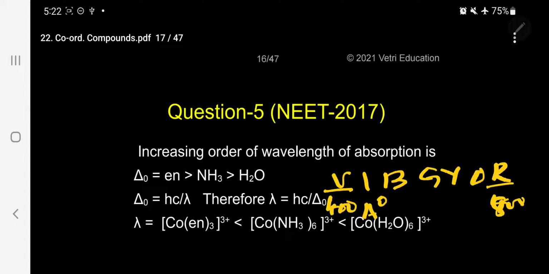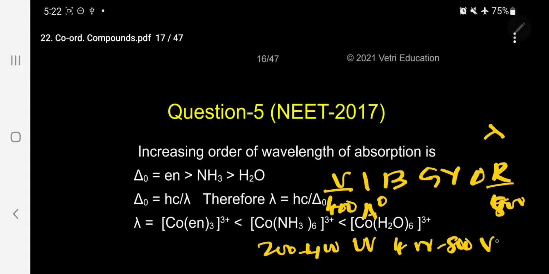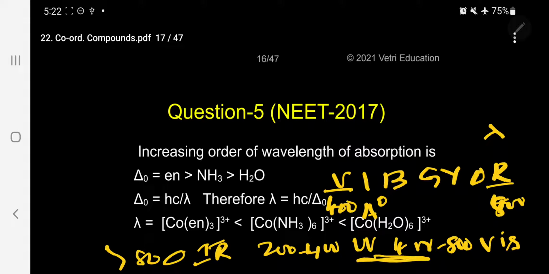Please follow. In this case, this is the higher lambda value, the visible region. What is the UV? 200 to 400 is UV, and 400 to 800 is visible, and greater than 800 is IR. This is what you must know. So this 400 to 800 visible region is purely dependent upon the ligand.